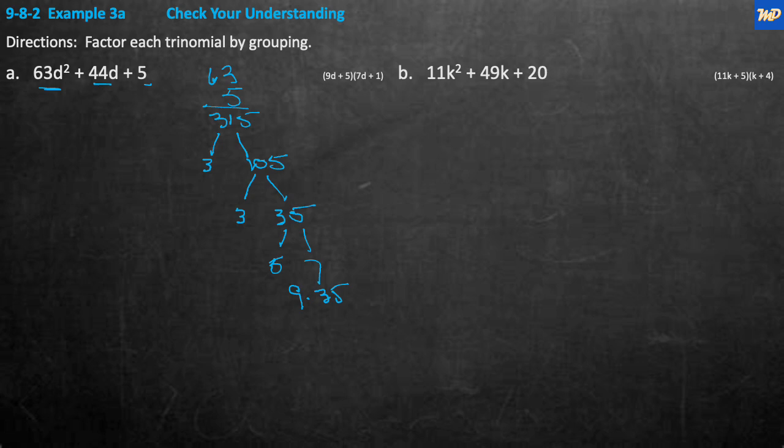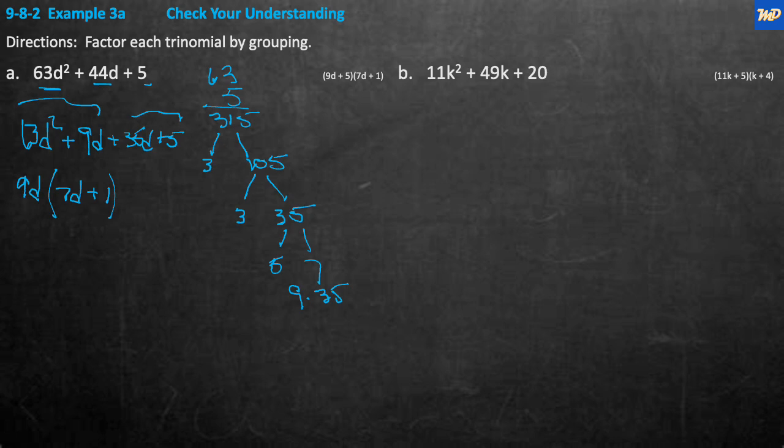So now what do we have to do? We have to go over here and write these. So we're going to say 63d squared plus 9d plus 35d plus 5. Okay, so now I can factor these like we do. We take this group here and this group here. So 63, 9 times, well, we can take a 9 out of 63 because it's 9 times 7. So we can take out a 9 and we can take out a d. So I'm going to take out a 9d, and that's going to be times, if I take the 9d out of 63d squared, I'm going to have 7d, plus 1 because I took out a 9d.